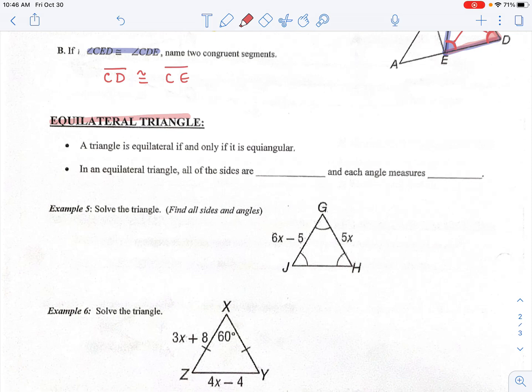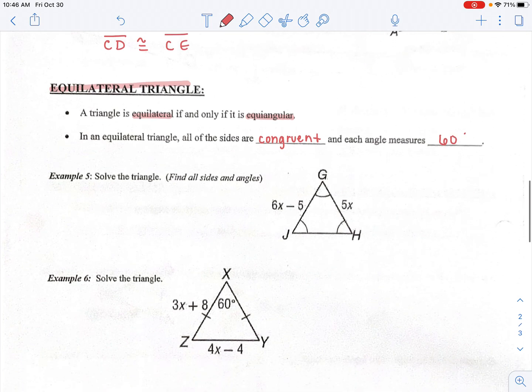All right, and that is it for isosceles triangles. Now we're moving on to equilateral triangles. An equilateral triangle means all the sides are equal, which also means all the angles are equal. So it says, if all the sides are congruent, then each angle measures 60 degrees. They're all congruent.